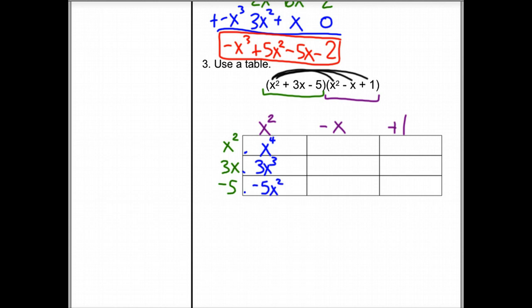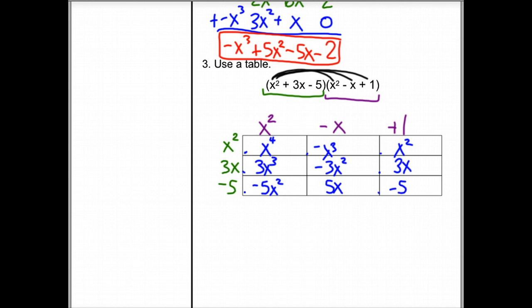Now we'll go to our minus x term. So we have x squared times negative x, which is negative x cubed. And then we have 3x times negative x, which is negative 3x squared. And then we have negative 5 times negative x, which is just 5x. And then our last term here, we have a positive 1. We're going downwards like this. And positive 1 times anything is just itself, so I'm just going to copy the terms here. X squared, 3x, and minus 5.